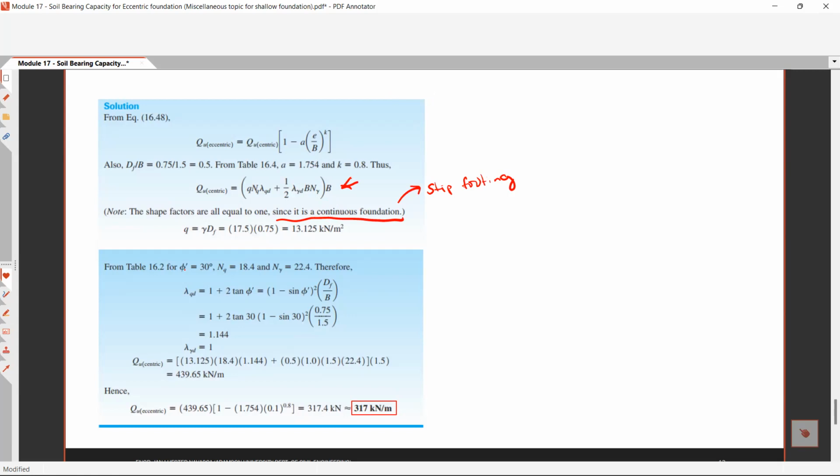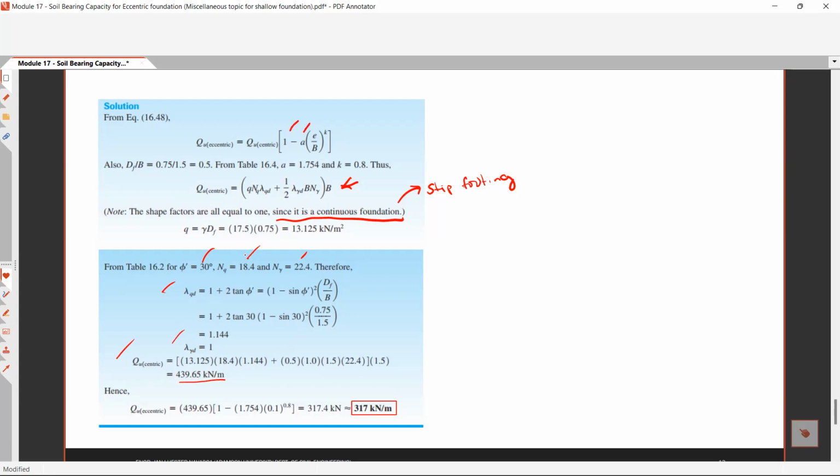So the shape factor and the depth factor. Using your phi of 30 degrees, Q is 18.4 and 22.4. Again, this is from the modified Terzaghi. Therefore, your QU centric is 439.65 kilonewton per meter. Hence, your QU eccentric is equal to this value multiplied by 1 minus alpha.